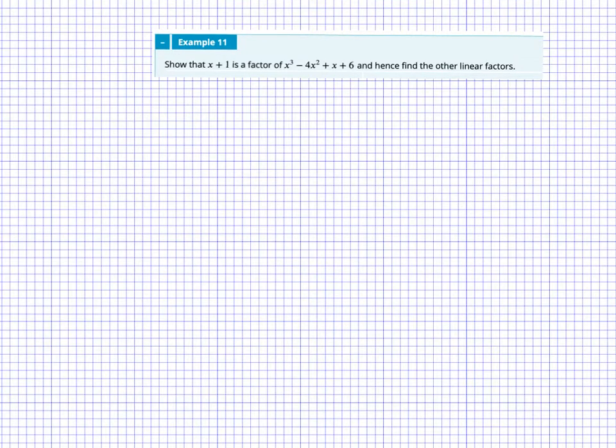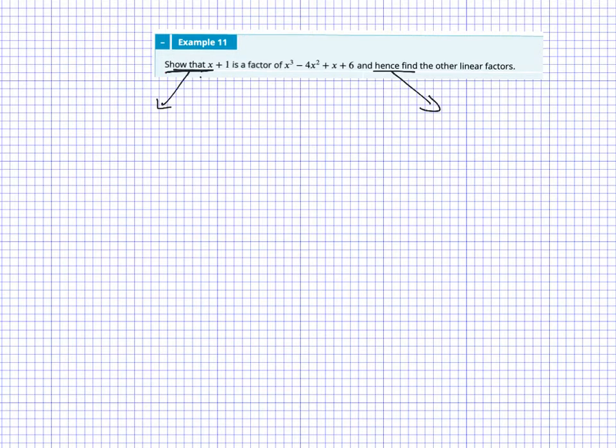All right, so this is the example that uses long division and has to use long division. All right, so this is a question that says, show that x plus 1 is a factor and hence find the other linear factors. So there are two parts to this. There's the show that and then the hence find.